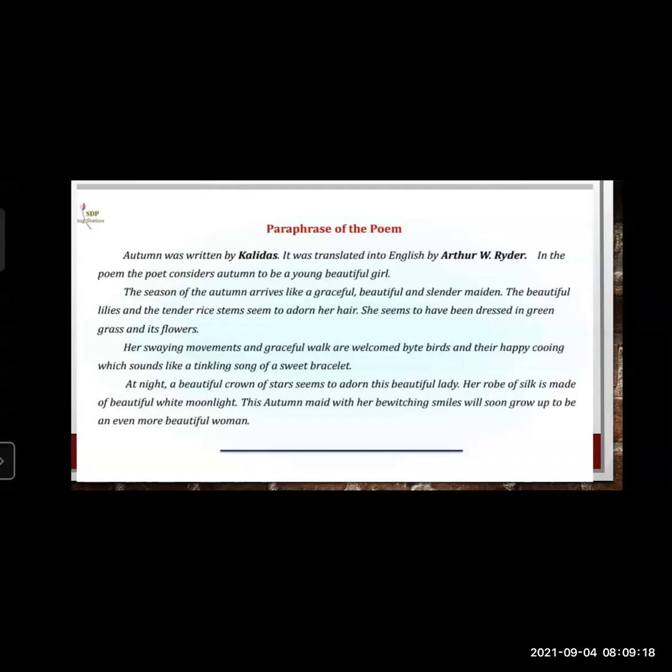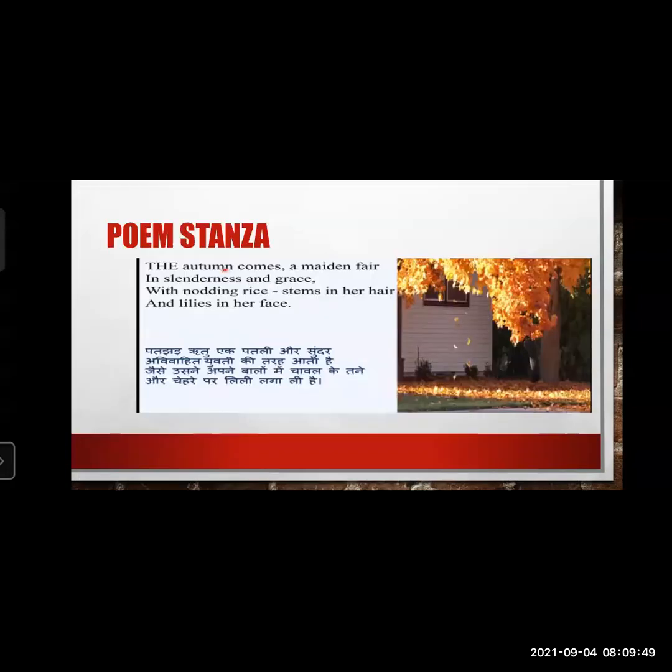She will soon grow up to be an ever more beautiful woman. So she will soon turn into a grown up. Everything which is born will turn into maturity, everyone will turn old. Thus the poet has explained very well, comparing the autumn season to a beautiful girl. Now we have to see the meaning of this poem in Hindi.